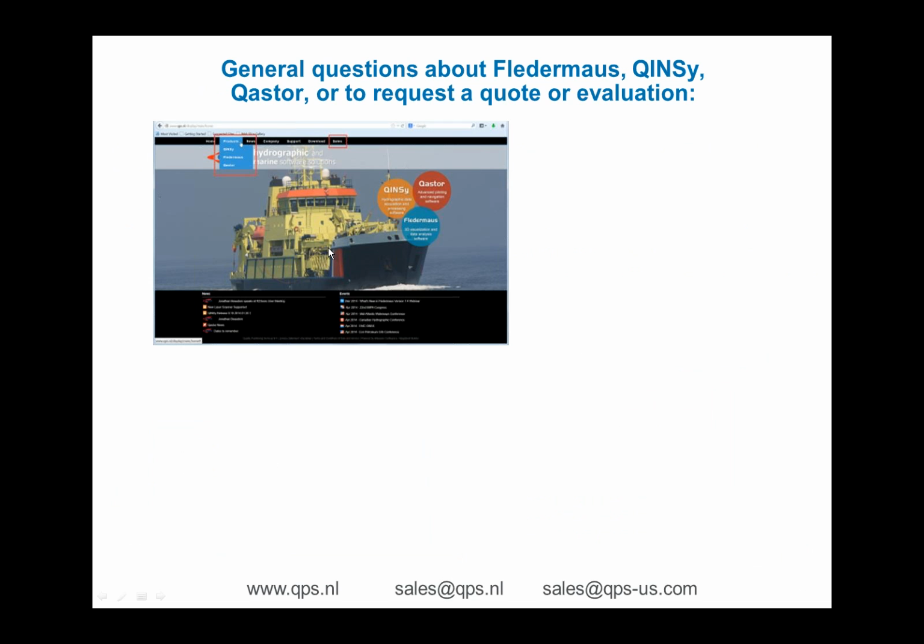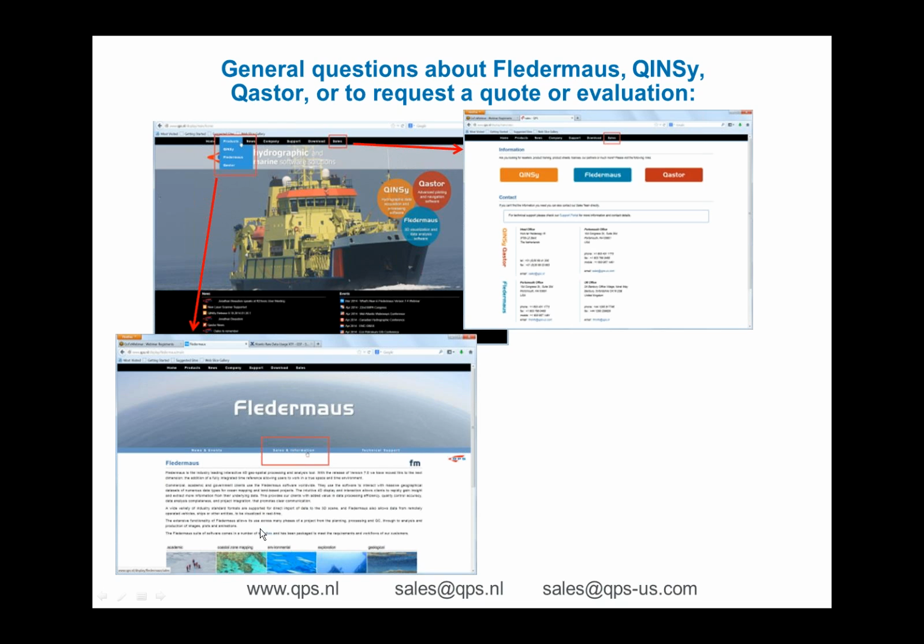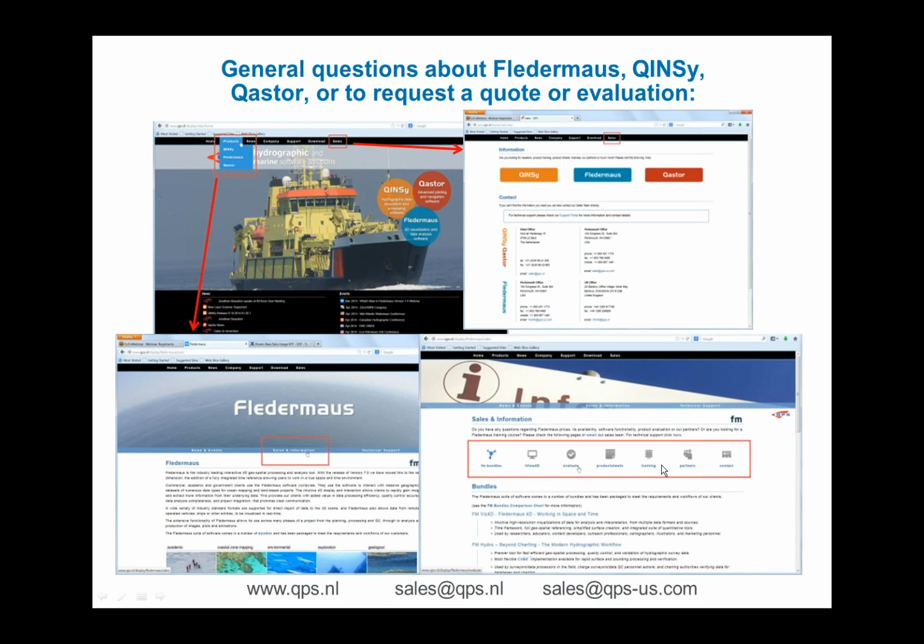Again, sorry about the blurry screenshots, but at the top there's a thing that gives you all the products. You click on the product of interest and that will give you some information, or you can click on sales. If you click on sales, it gives you all of the contact information. If you click on a product, it gives you information about the product, and this says sales and information. That will give you links to the product sheets where you can evaluate the software, where you can also contact us. You could, of course, also use any of these emails down here.